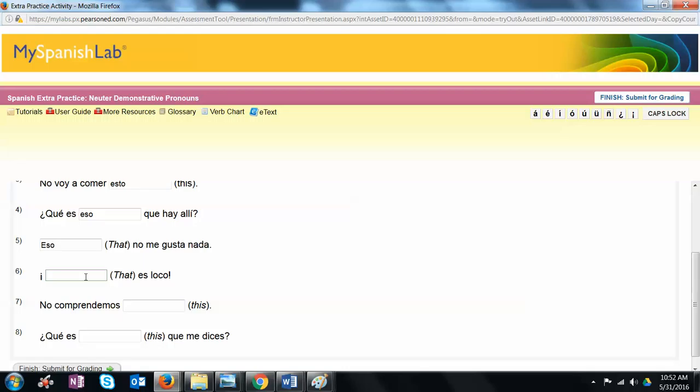That is loco. Eso es loco. Like maybe that's the same thing as Justin Bieber got a tattoo on his face. That's crazy. No comprendemos esto. We don't understand this. We don't understand demonstrative adjectives. I can't give a gender to them. ¿Qué es esto que me dices? Hopefully I did all those right.